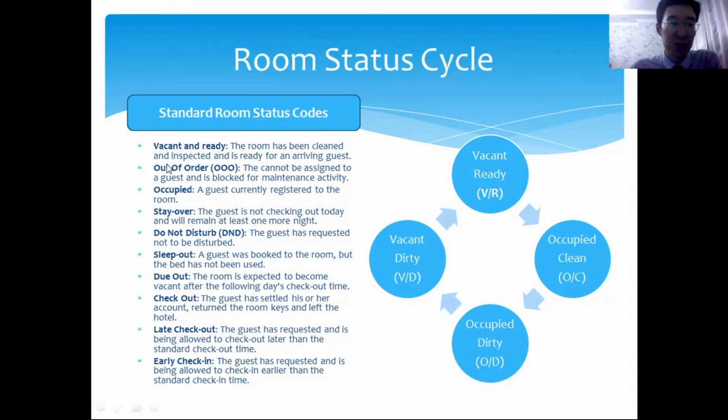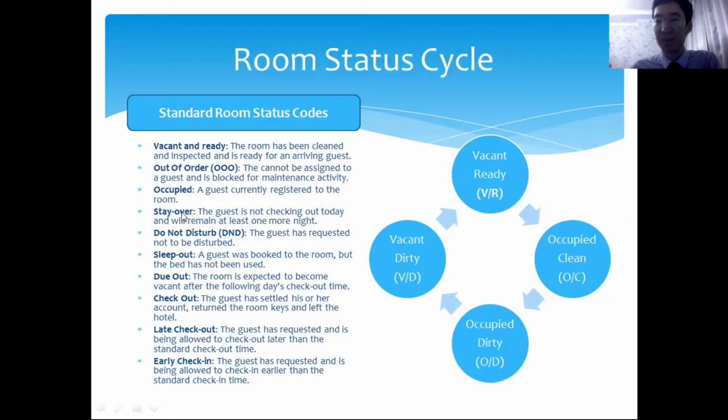Here we have additional status codes. For example, out of order, the room is not available. Occupied, the room has a guest currently registered to it. Stay over is a guest who is not checking out today and will remain at least one more night.